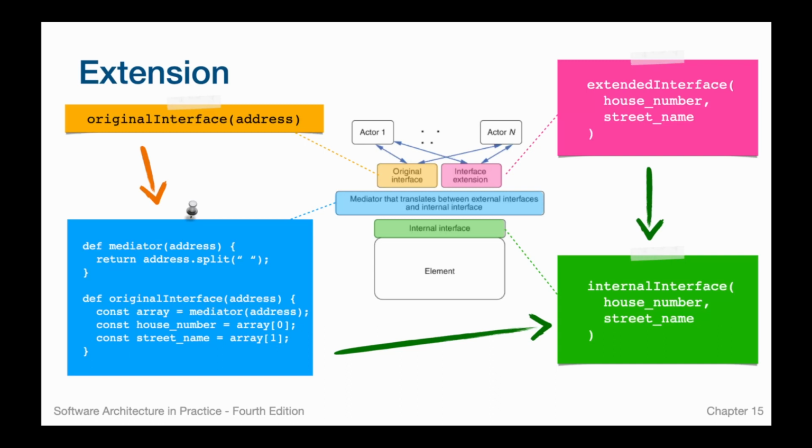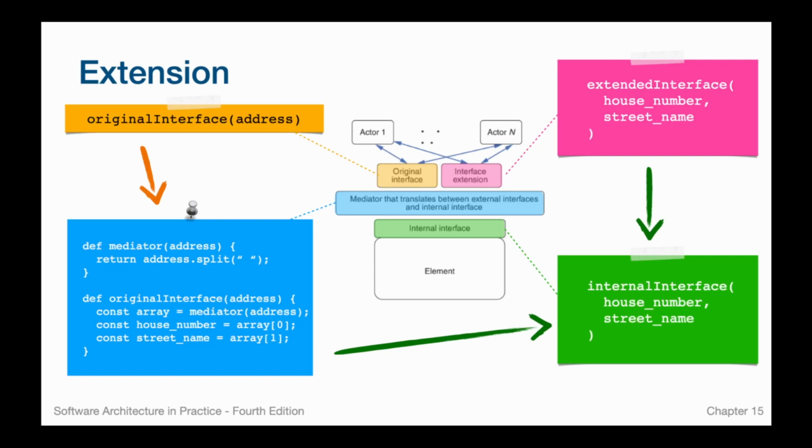So you can see we have one internal interface, and both of our orange and pink interfaces need to feed into it, but we need to make a slight modification to our original orange interface through the blue to make it go in correctly. So you can see in the blue, all it does is that mediator splits out my address at the space. So we've got a number, space, street name.